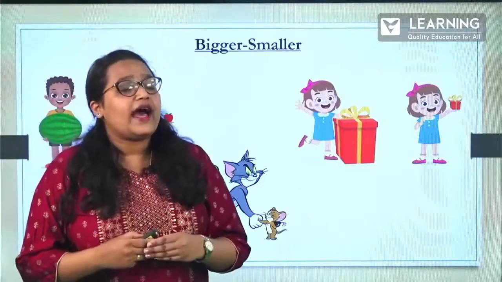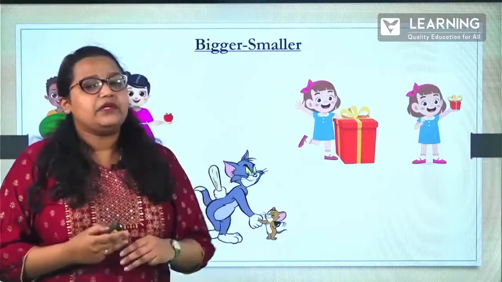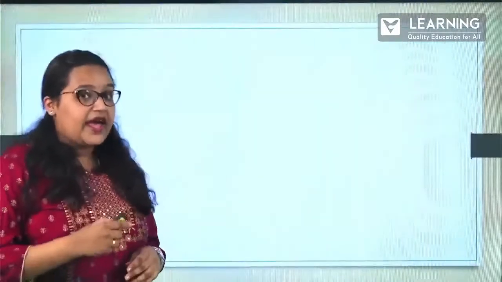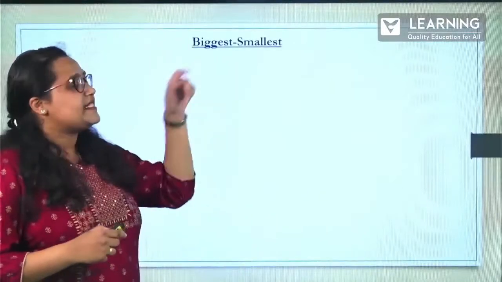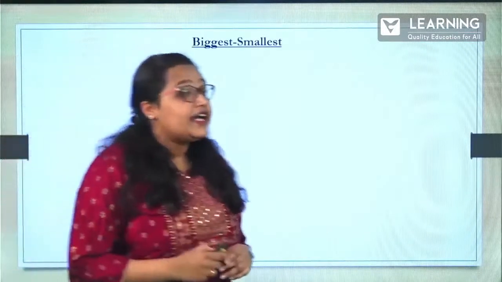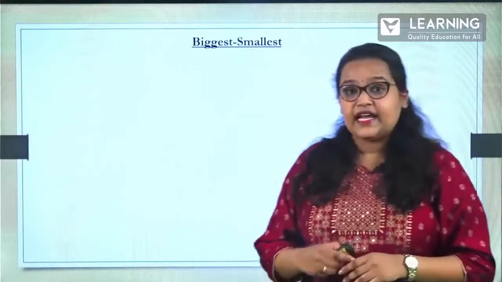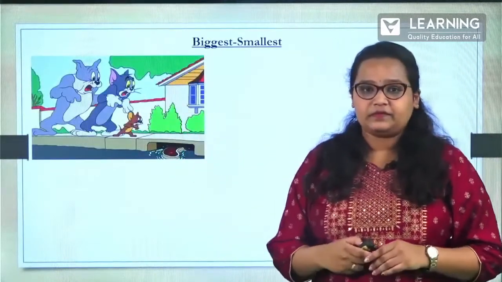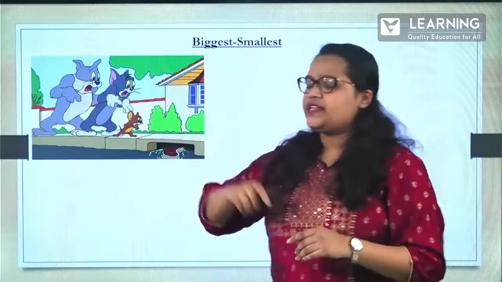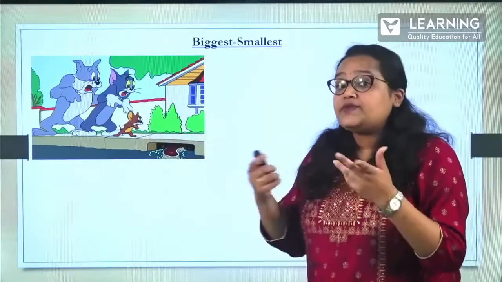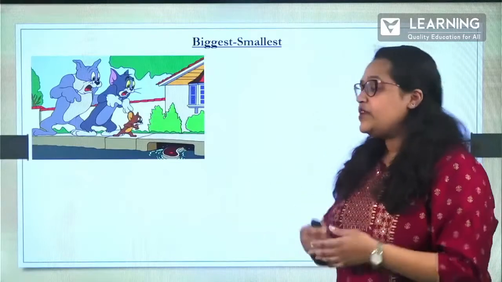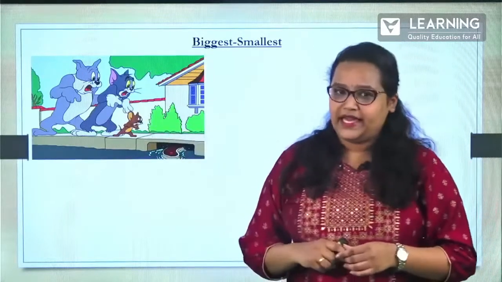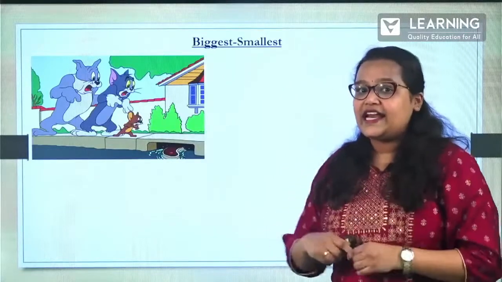What if we have a comparison between three animals or three objects, three items? That is where we'll be learning about biggest and smallest. Here come our friends again: Tom, Jerry and the dog. When we are comparing three things, which one is the biggest? It is obvious, just by looking at them, we can say that the dog is the biggest. I hope you're understanding this.